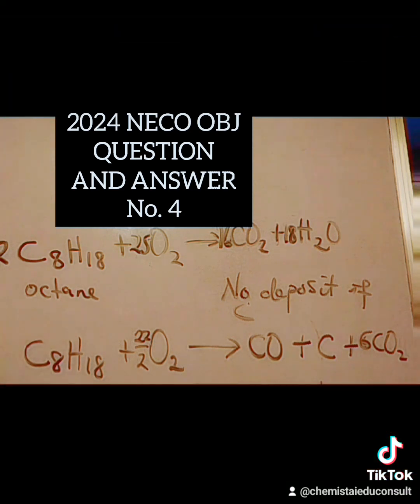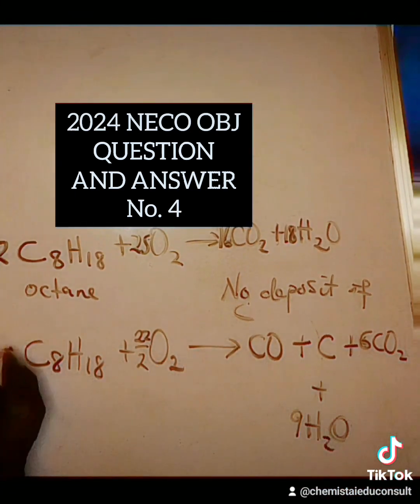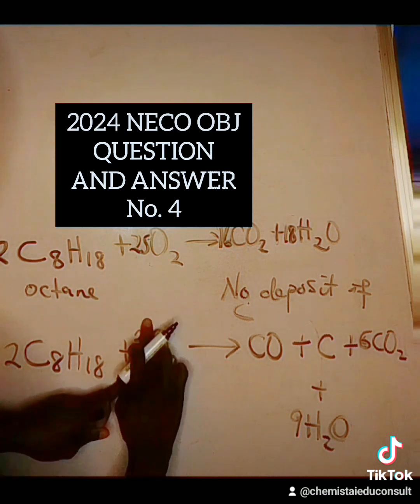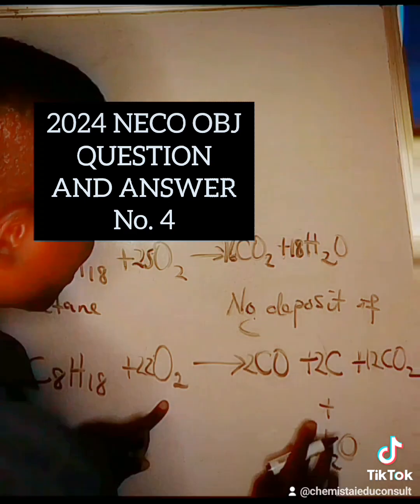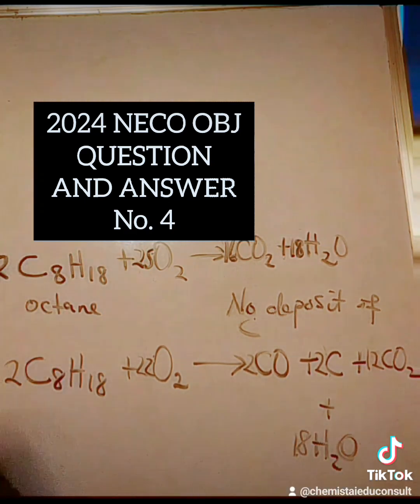You can write 2 throughout. You can multiply everything by 2. 2 here. 22 over 2 times 2 is 22, and 18 here. So if you check again, it's balanced.